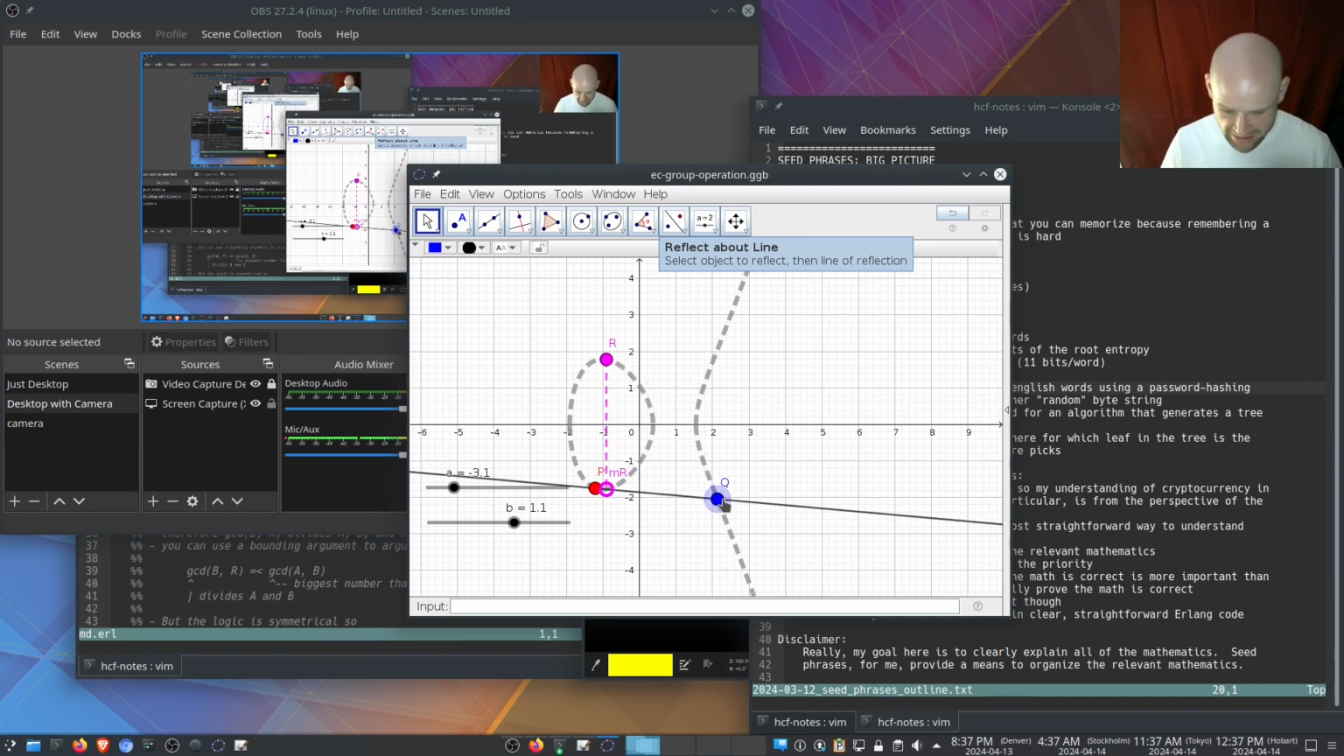And then your private key ends up being a randomly generated number, which is the n in n times P. So it's the number of jumps you take starting from a special point called the generator point. And your public key is the point that you end up at.